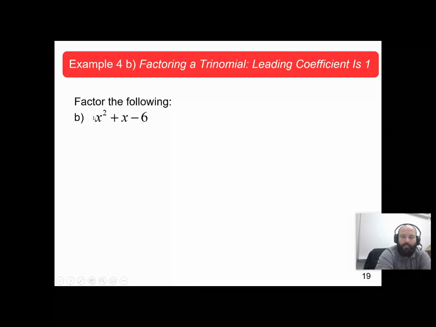Looking at the next problem and applying the same logic as we used in the last problem, the lead coefficient is 1, and because the lead coefficient is 1, we do not need to use the ABC method. We could just try to come up with two factors that multiply to give me negative 6 and add to give me positive 1. Those two factors are going to be positive 3 and negative 2. If I take positive 3 and multiply it by negative 2, I get negative 6. But if I take 3 and subtract 2 away, I get 1. So again, positive 3, negative 2. Those are the two factors we're looking for.